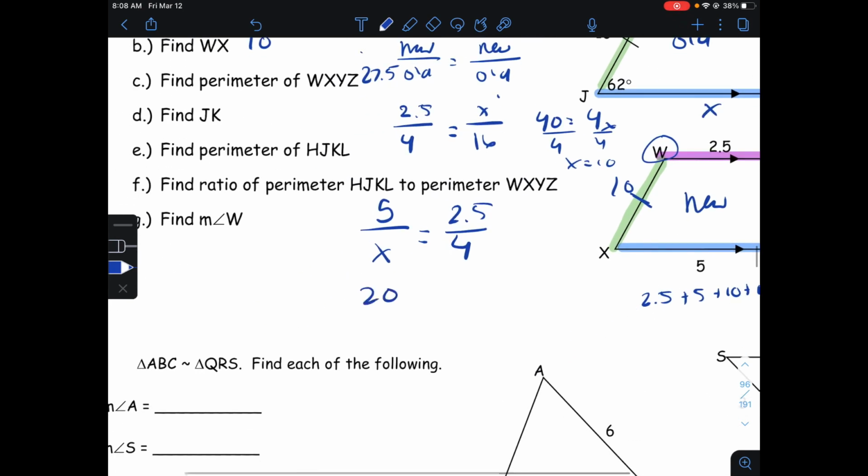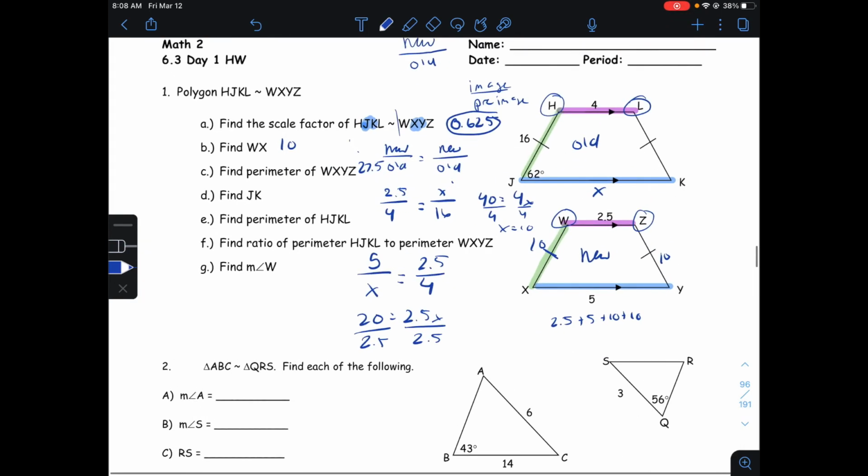We'll cross multiply. We get 20 equals 2.5x. Divide by 2.5. 20 divided by 2.5 gives us 8. So that means that this guy is 8. Beautiful. All right, so we can put that there. Sorry, the 8 goes here. I was looking like, that doesn't make any sense. Sorry, the 8 goes there for JK.